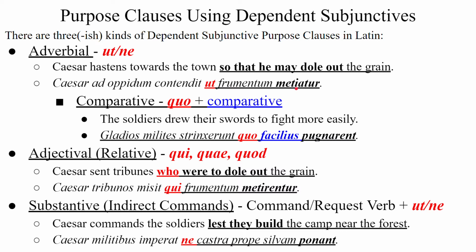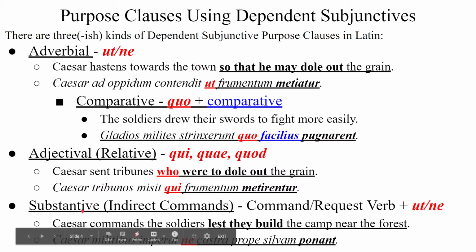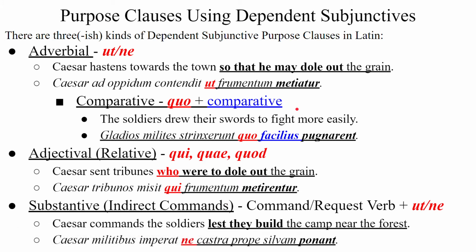And then finally, the usage of the purpose clause that will show up in chapter 45. It gets its own chapter because there are a lot of verbs that go with this one. And you want to take a little bit more time to not really memorize those verbs, but understand which verbs take indirect commands. So this is called the substantive kind of purpose clause. And substantive means noun. So we have an adverb kind of purpose clause, an adjective kind of purpose clause, and a noun kind of purpose clause. These are more commonly called indirect commands. That's how you're going to see them in the Jenny textbook. That's how you're going to see them in most other textbooks.